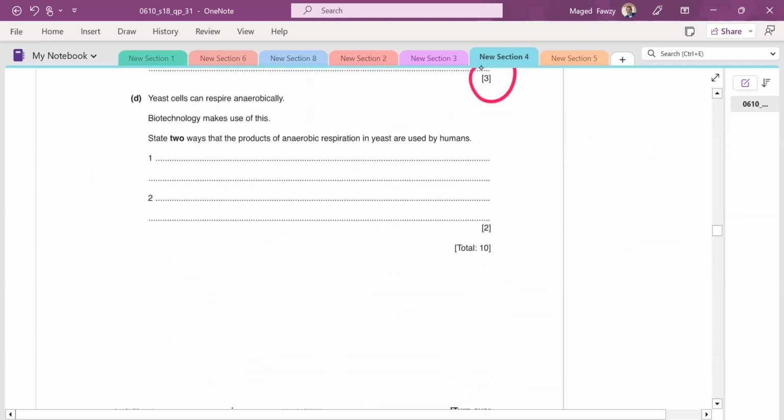Yeast cells can respire anaerobically. Biotechnology makes use of this. State two ways that the products of anaerobic respiration in yeast are used by humans. ده الـ biotechnology topic. مين يقول لي بقى في الـ biotechnology احنا اتكلمنا على الـ yeast في two major functions فاكرينهم؟ Bread making. الـ bread making، برافو عليكي.